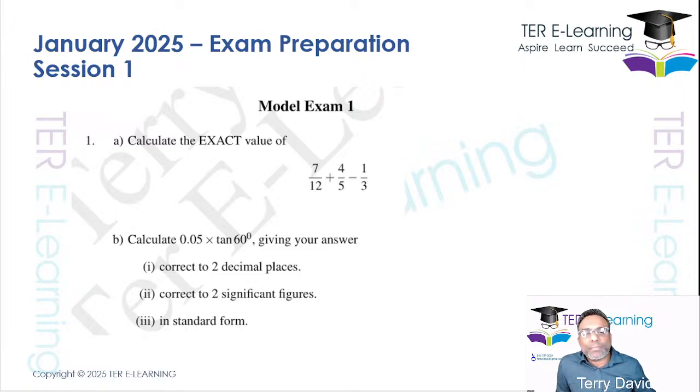All right, so let's start with the first question here. Some of you all, you can move along, try to calculate some of the things if you need to. The class has been recorded, so you will have access to the recording on the YouTube channel after, so that's not a problem. So this first part here, part A, we want to calculate the exact value of 7 over 12 plus 4/5 minus 1/3.